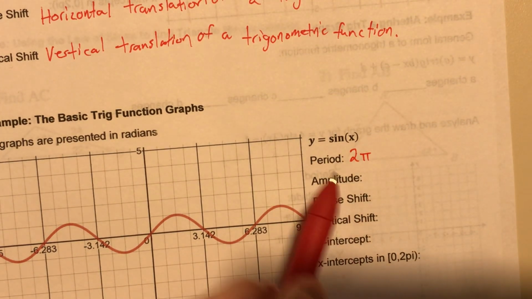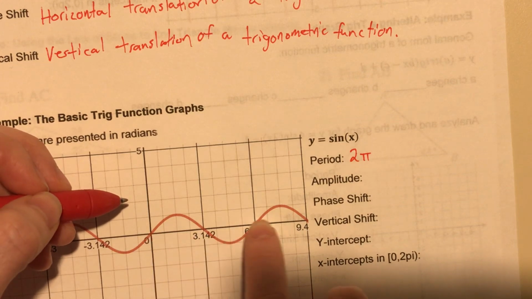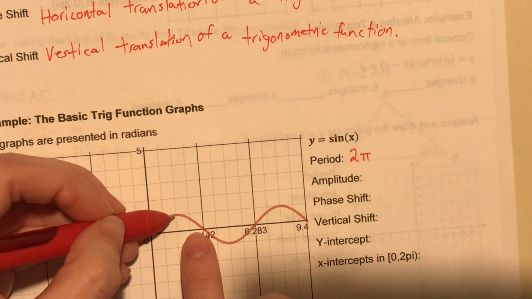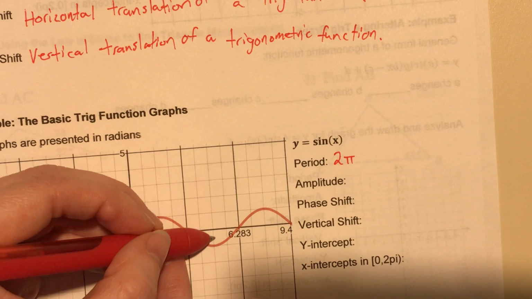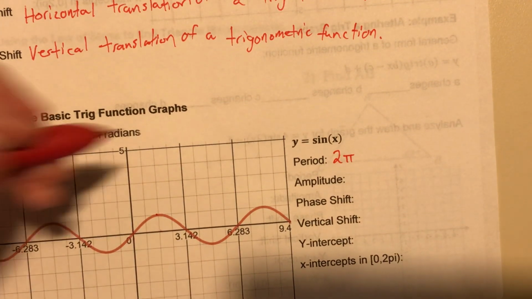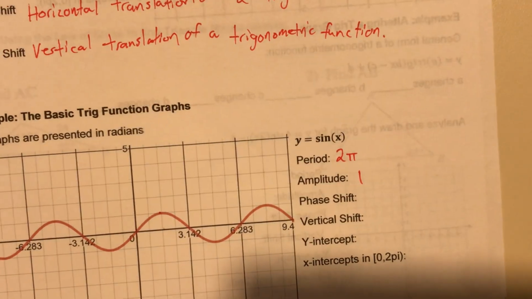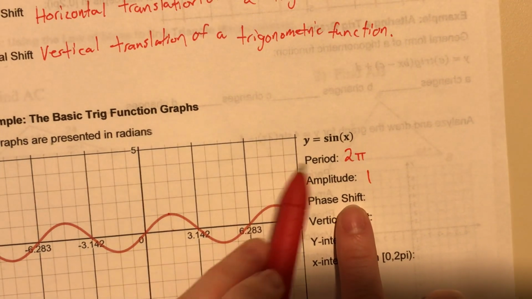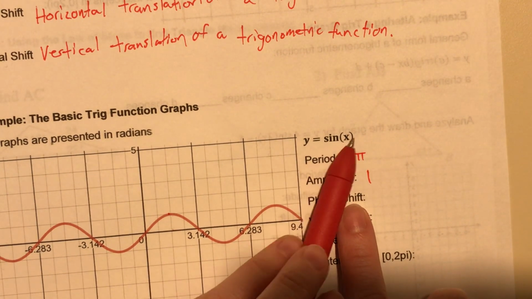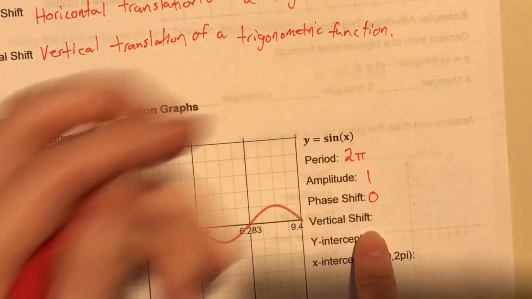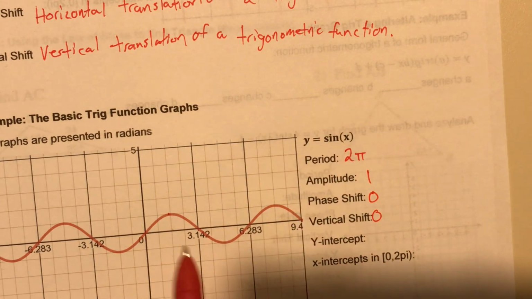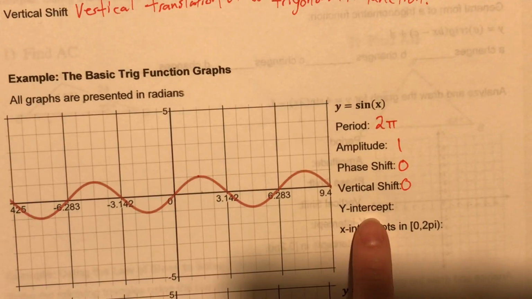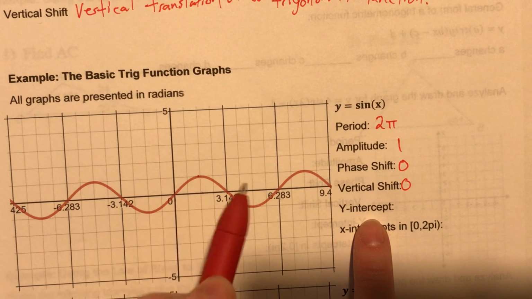The amplitude is measured going from the center line, in this case the x-axis, to the top of a wave. The highest this gets is 1 away from the center. The lowest this gets is -1 away from the center. So the amplitude of this function is 1. There is no phase shift. This is a general form function. We didn't add or subtract anything, so there's no phase shift. It's right where it's supposed to be. There's no vertical shift. Again, there's nothing added or subtracted. It's right where it's supposed to be. The y-intercept of this function is 0.